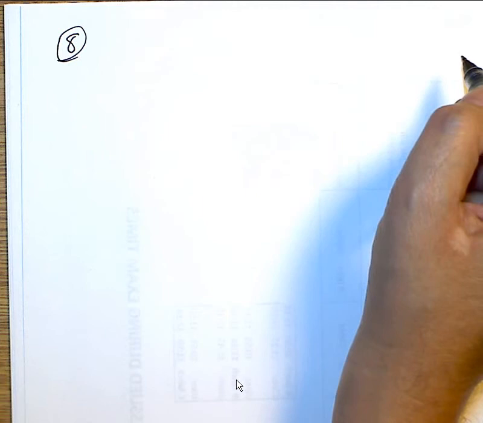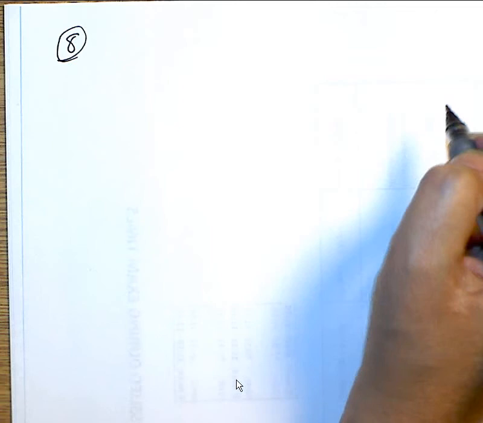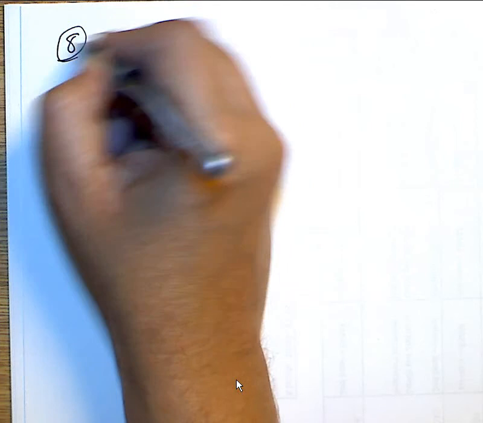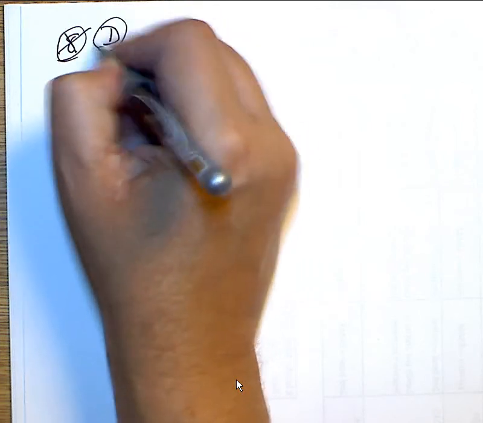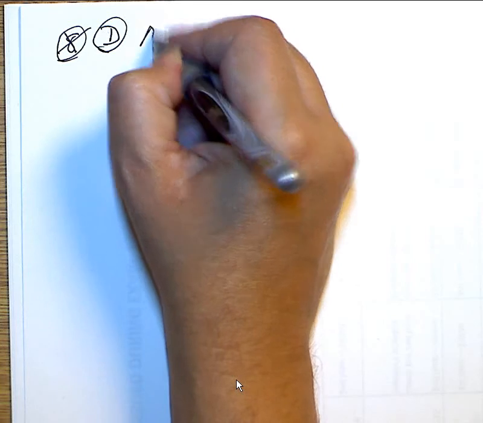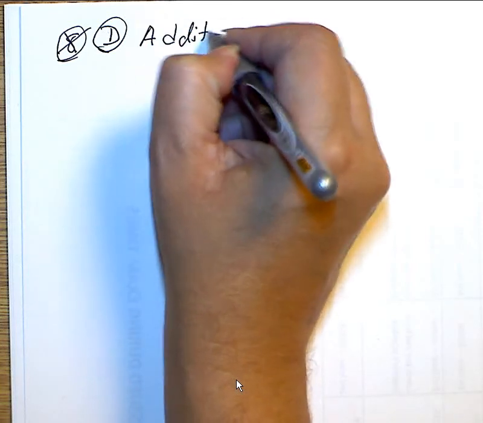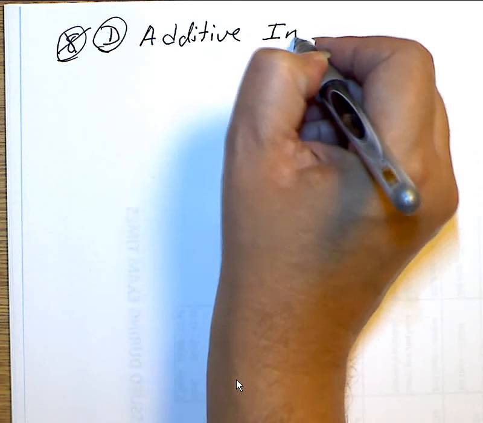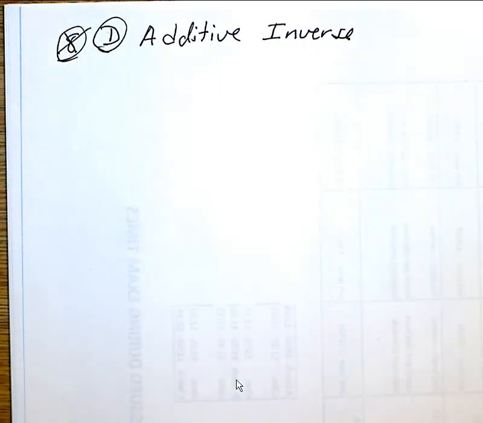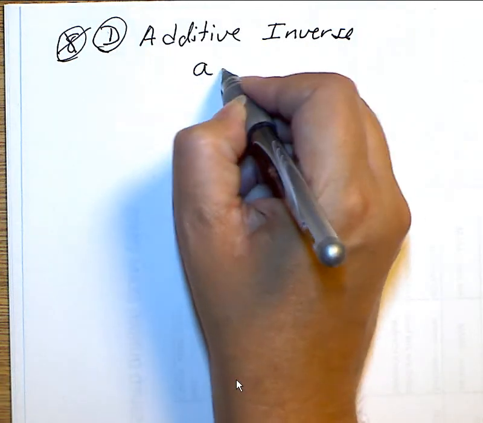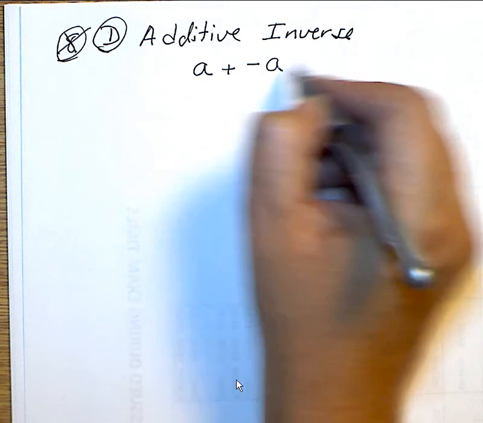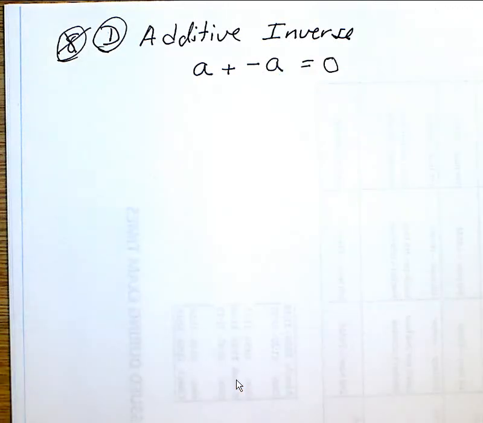So number 8, I think I have to teach you something. Then we have here the next thing that we're talking about, and we're going to wait on that 8, I guess. D, the next thing that they talk about is additive inverse. Additive inverse is where you have a plus a negative a will give you 0. Because remember, inverse is its opposite. So if you have a, the inverse would be your negative a.